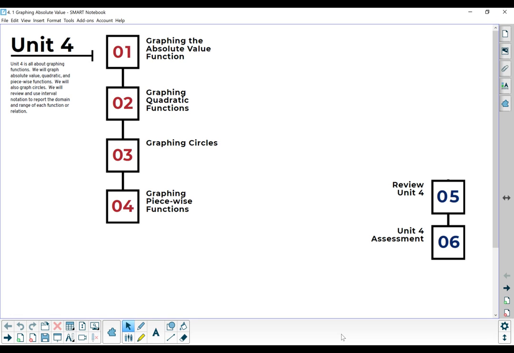Hi, this is lesson 4.1. We're going to be graphing absolute value functions today.